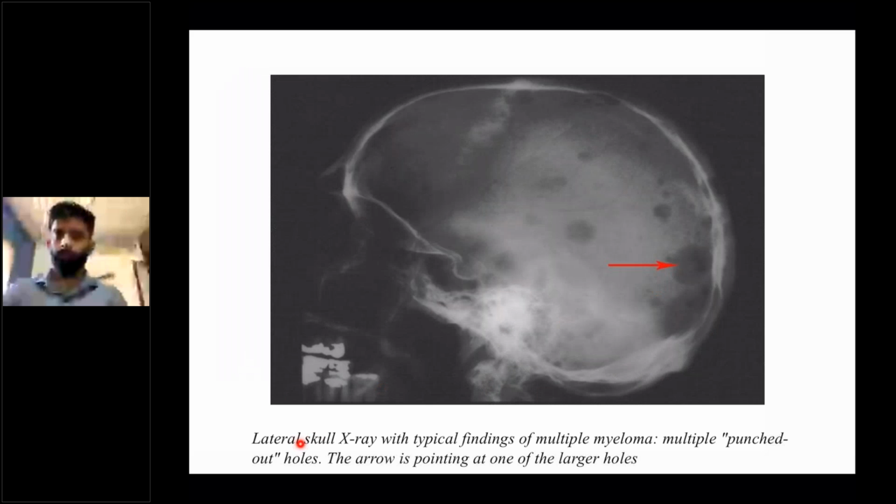Here you see a lateral skull X-ray with typical findings of multiple myeloma with multiple punched out holes. The arrow is pointing at one of the larger holes. So these are multiple punched out lesions. This can be seen in multiple myeloma.